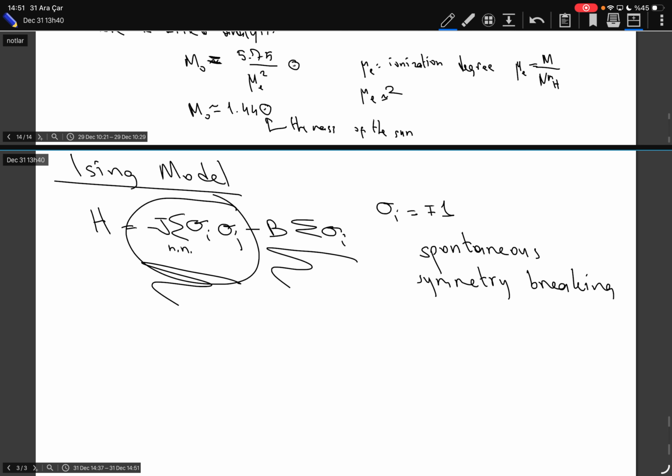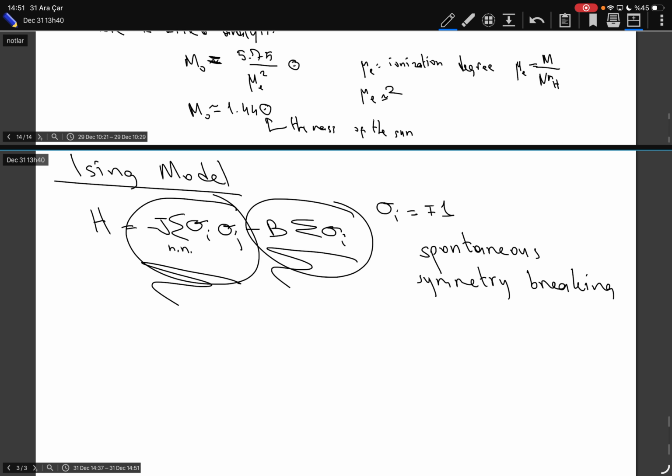Why? Because every direction should be equivalent without B, without the second term, without an external field. All directions are equivalent. So in principle, my system could be pointing in any direction. But at the ground state, it just chooses one direction randomly. So now my system no longer has that symmetry. It's only pointing in one direction. It has spontaneously broken the symmetry. This is also what happens in the Higgs mechanism.